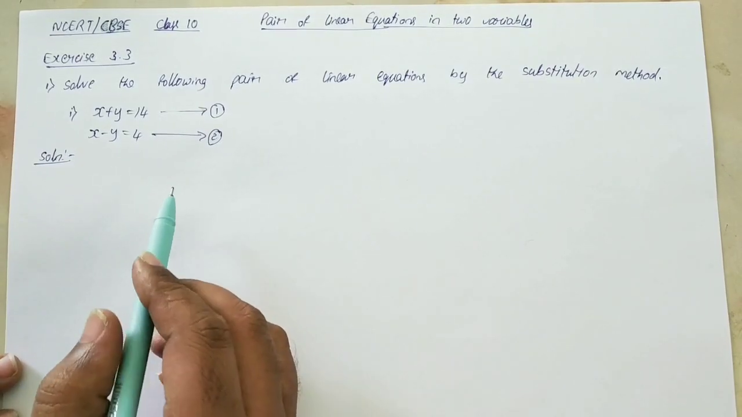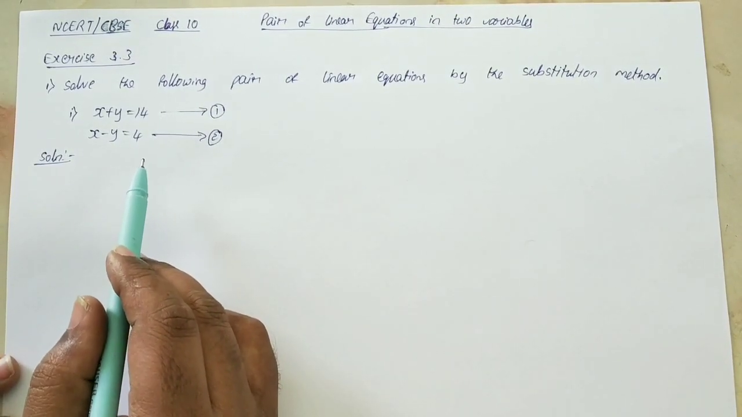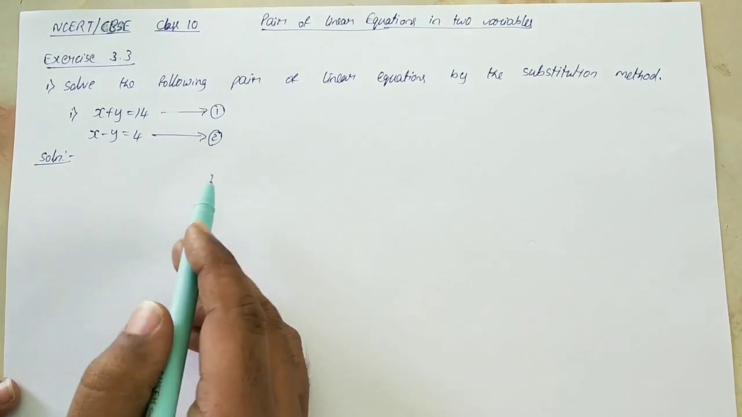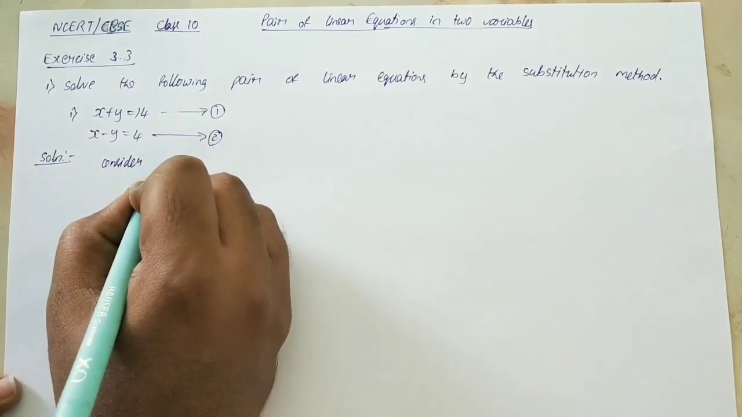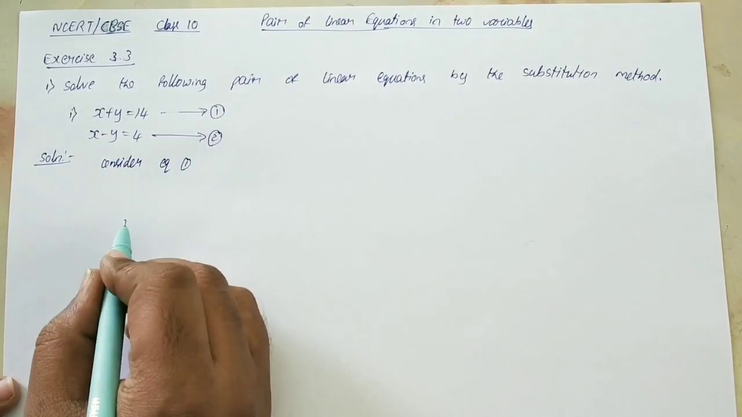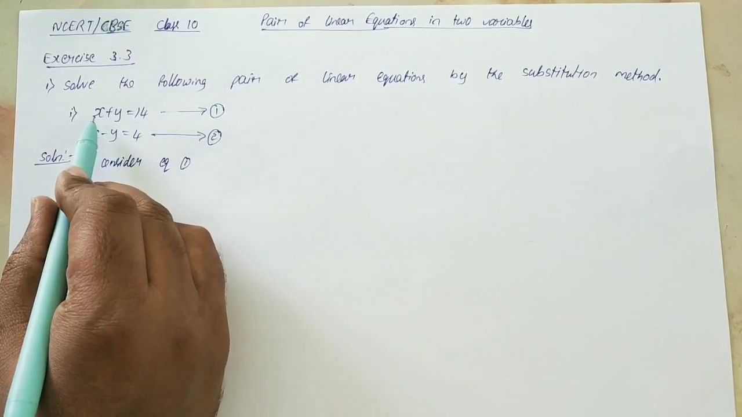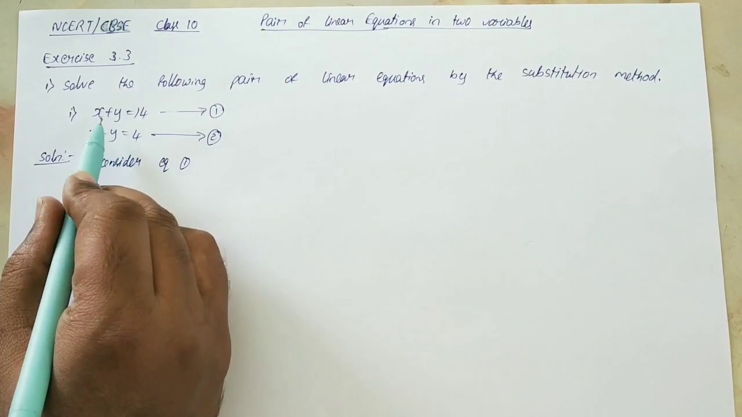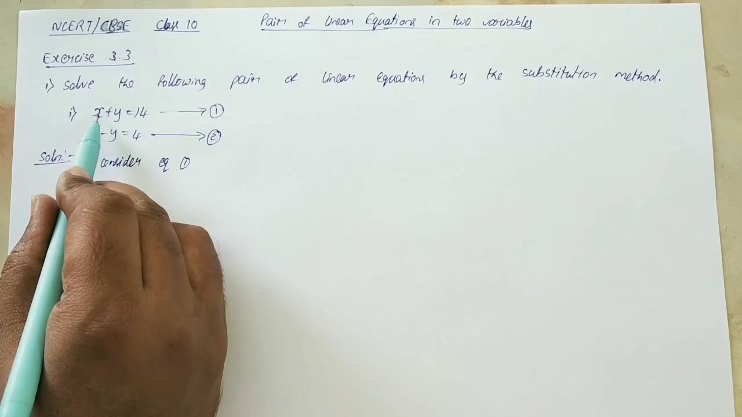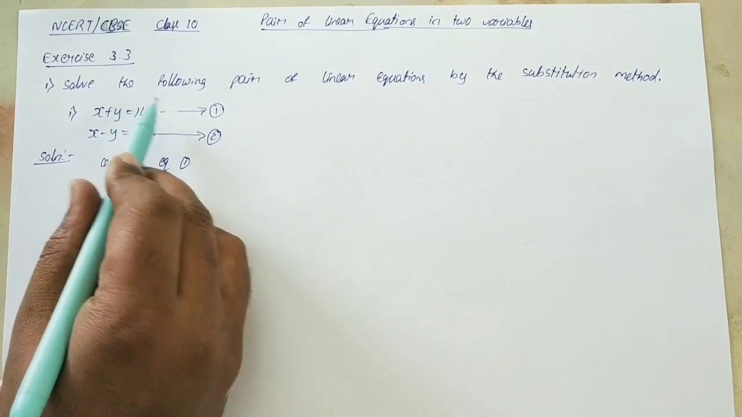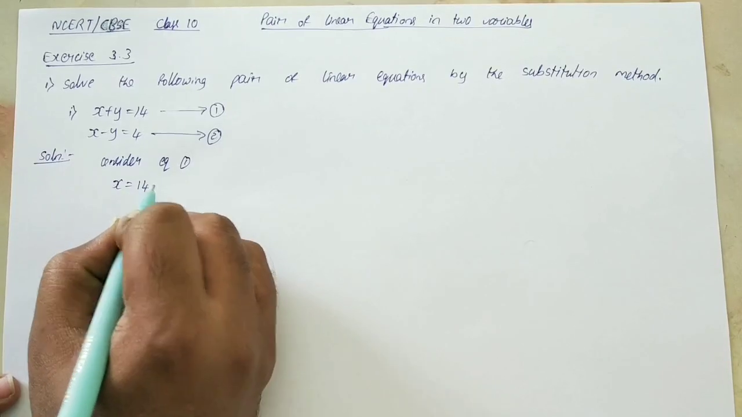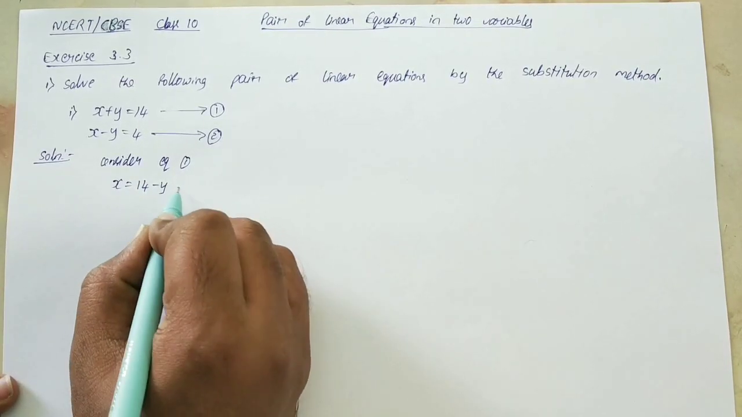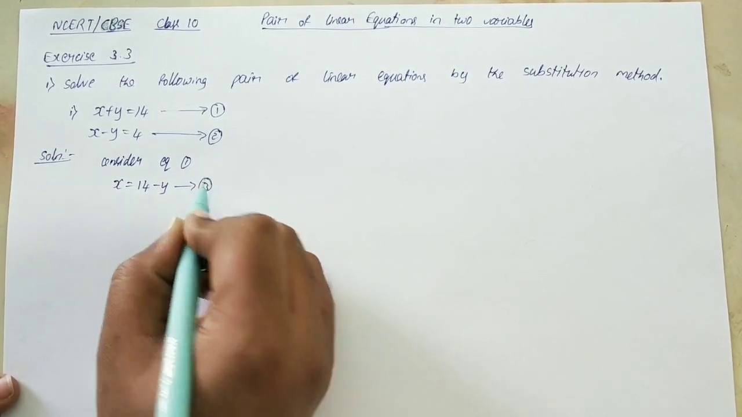We have to consider one equation and write it in terms of x or y. Here I will consider equation 1 and write it in terms of x. That means we keep x as it is and shift y to the RHS. So x is equal to 14 minus y. This is our equation 3.